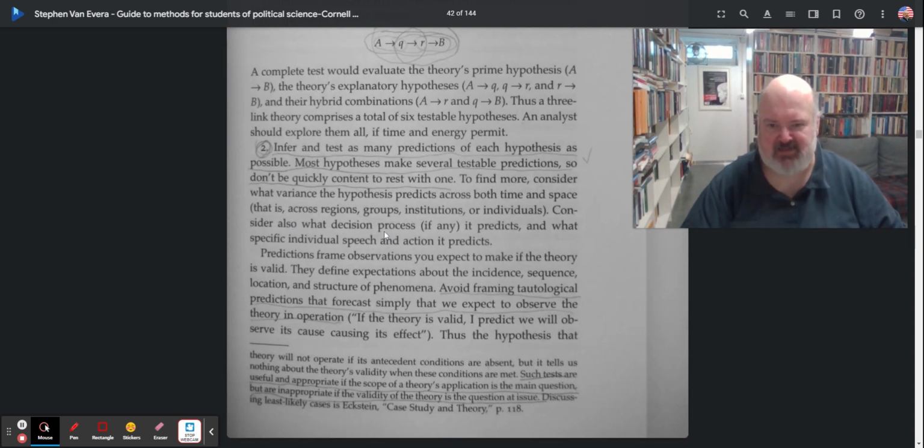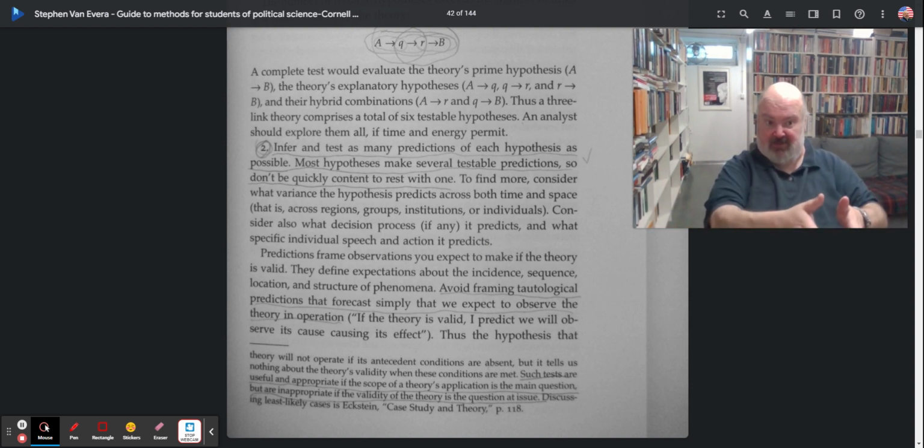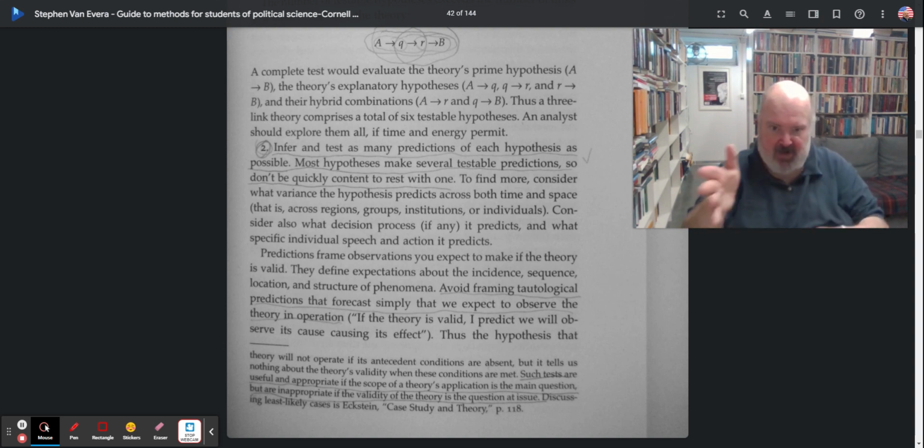Consider also what decision process, if any, it predicts, and what specific individual speech and action it predicts. In other words, look at it and think of the different things it predicts, and then test it in that situation. Look at both, as he says, across regions, groups, institutions, individuals, time and space. But also consider what decision process, if any, and what specific speech or action it would predict. And therefore you test every possible link.